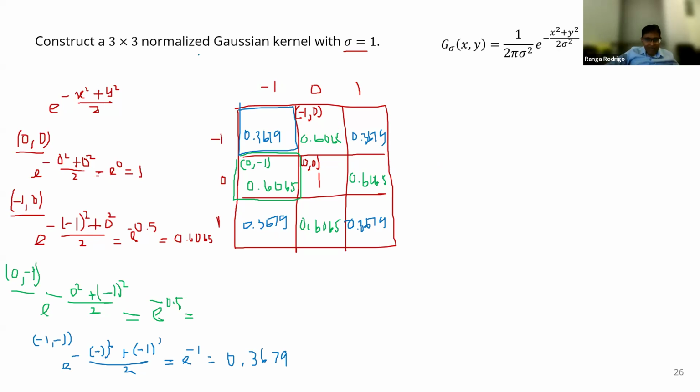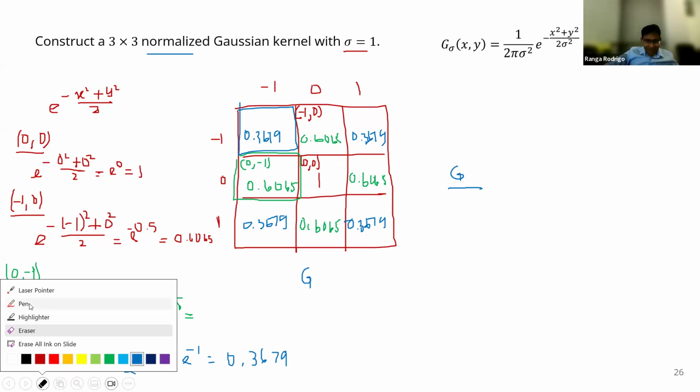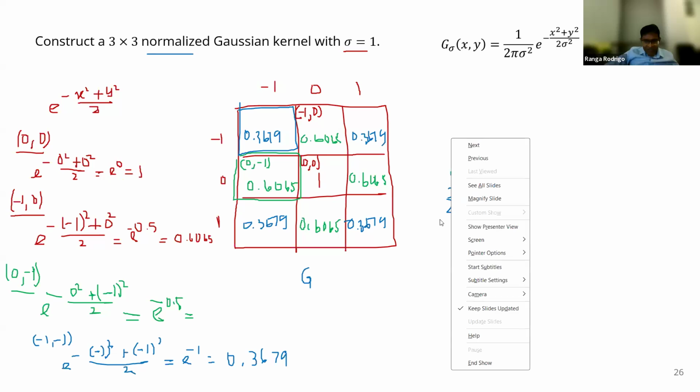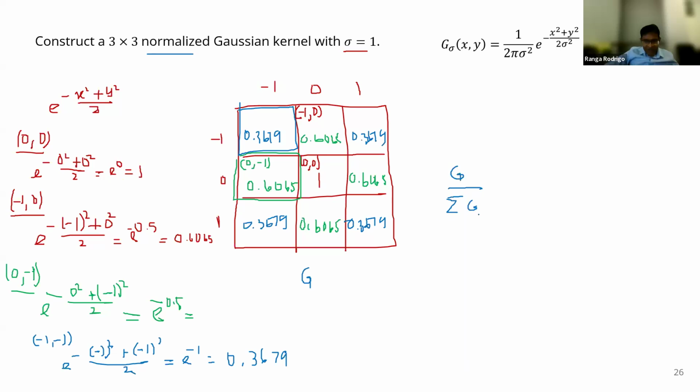But now this is not still normalized. This is the unnormalized version. So to normalize that, we have to divide by the, let's call it G, by the sum of that. So we have to get G divided by the sum of G. Let me write the sum symbol, the summation of G. Right.